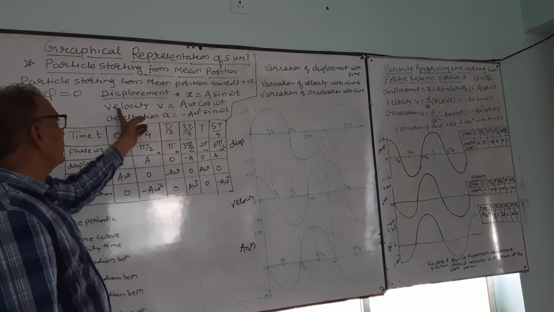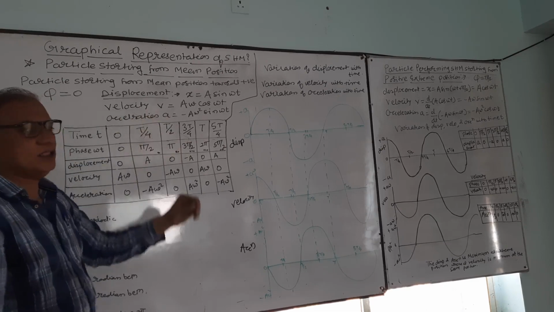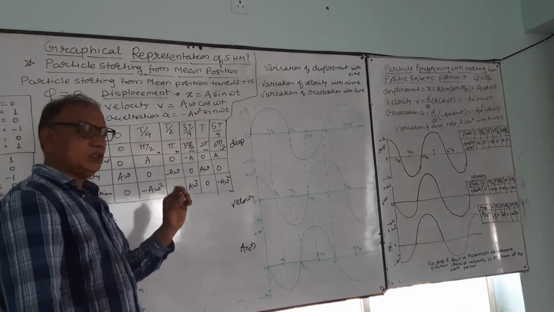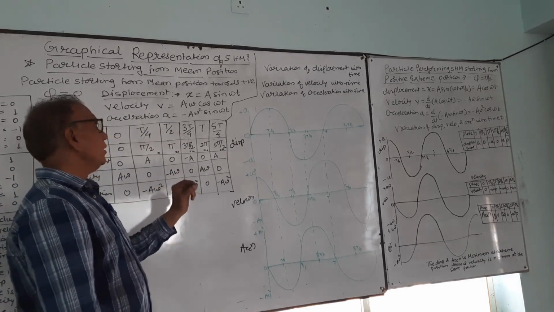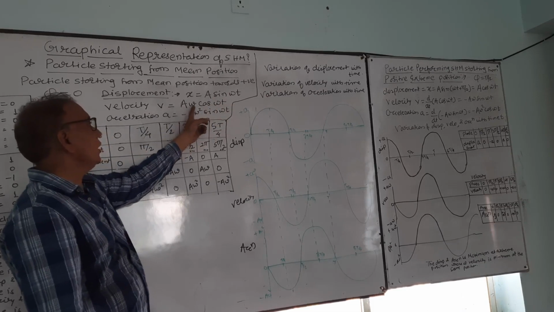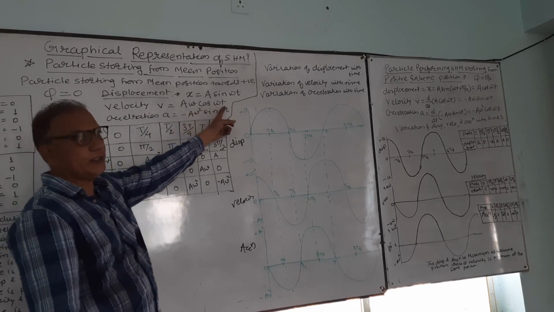We have to find its differentiation. Velocity v is equal to dx upon dt. Therefore, velocity v is equal to d by dt of a sin of omega t. Its differentiation is a omega cos of omega t.